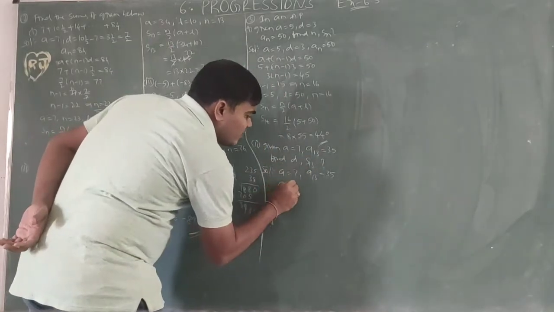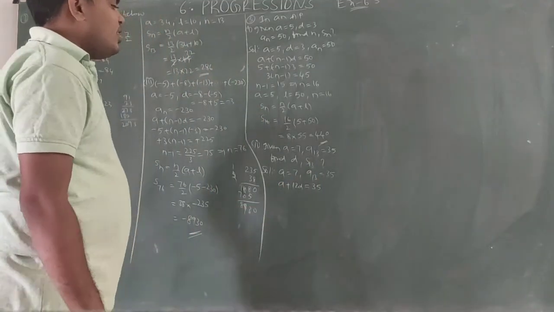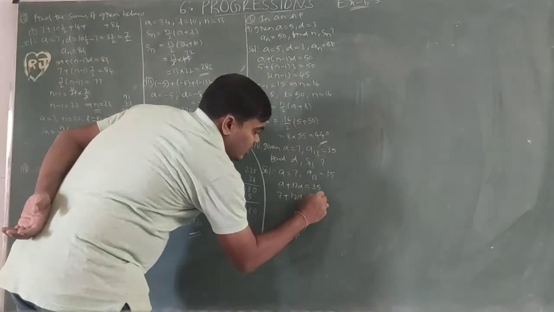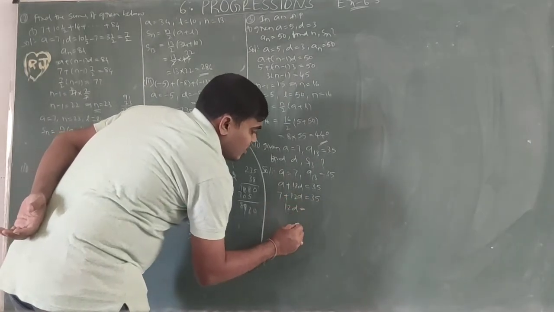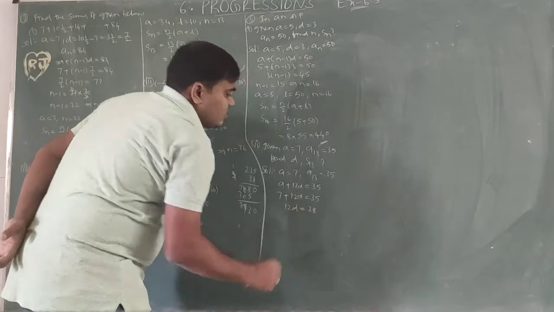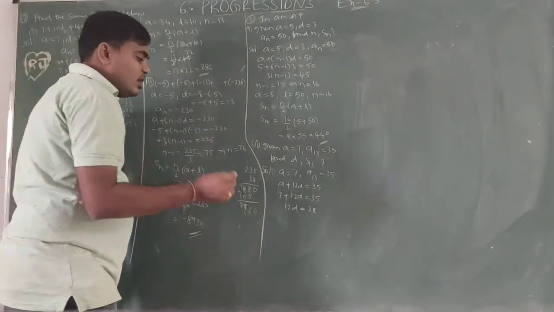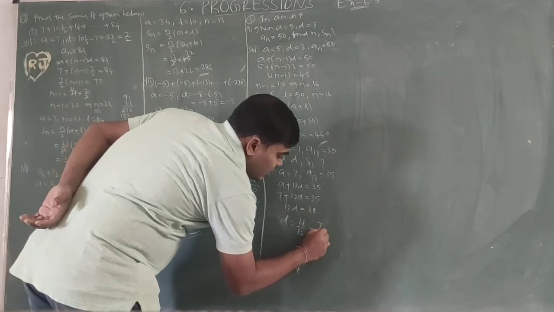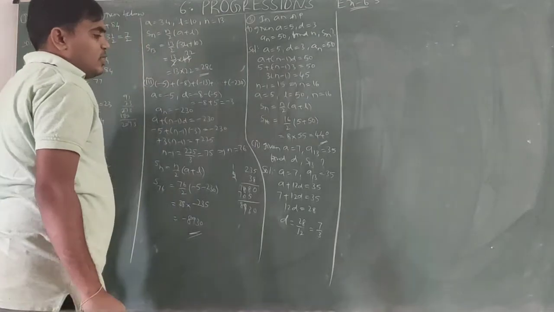A13 formula: A plus 12D equal to 35. A value 7 plus 12D equal to 35. 12D equal to 35 minus 7, equal to 28. So 12D equal to 28. D equal to 28 by 12 equal to 7 by 3. D equal to 7 by 3.